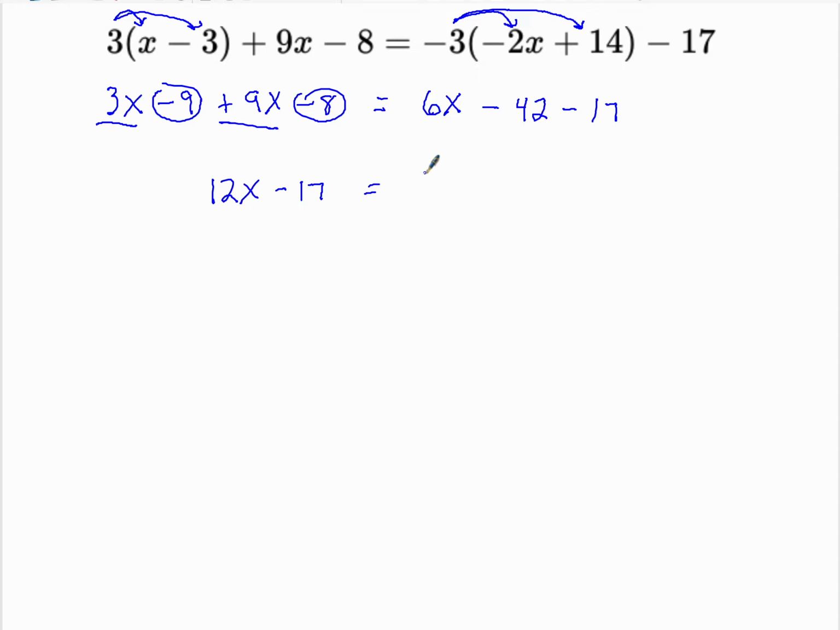And on the right side, I've got a 6x, and then I've got a minus 42 and a minus 17. Those two are like terms. So that would be minus 59.